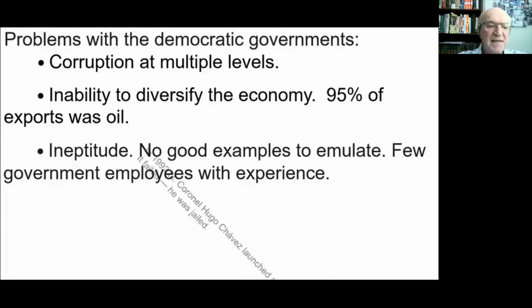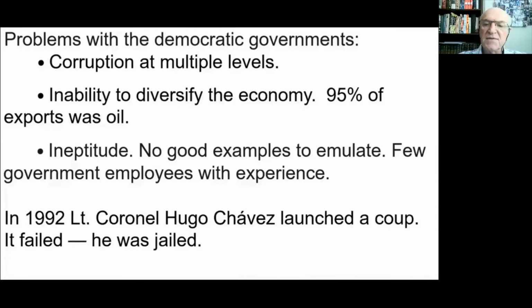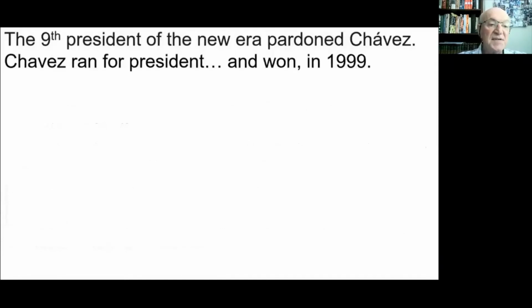And so in 1992, Lieutenant Colonel Hugo Chavez launched a coup. It failed and he was jailed. Now, Chavez wanted to end corruption and achieve social justice. Those were his goals. He was, indeed, somewhat of an idealist. So it happened that the ninth president of this new era pardoned Chavez, and then Chavez ran for president, and he won in 1999.